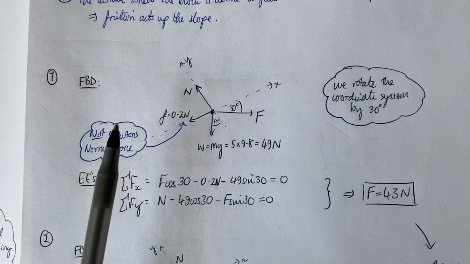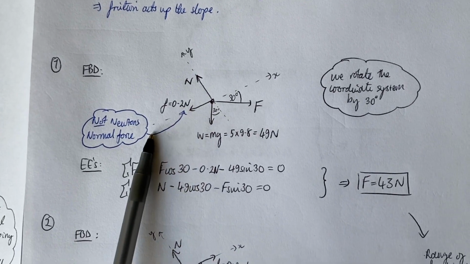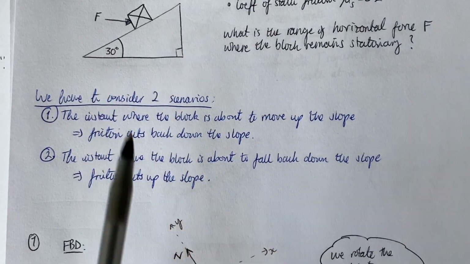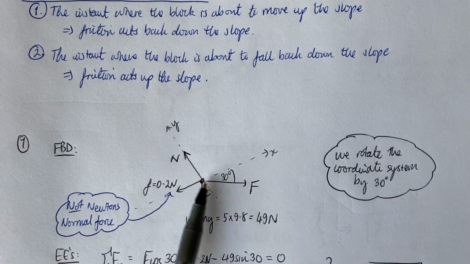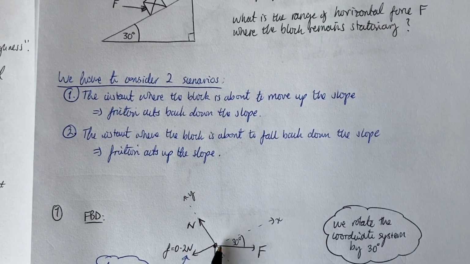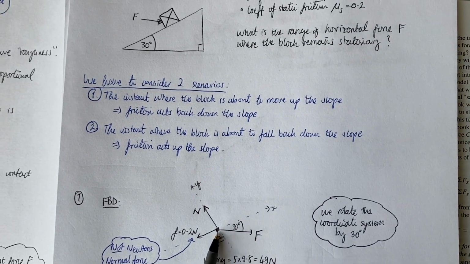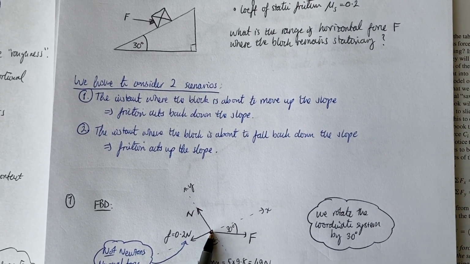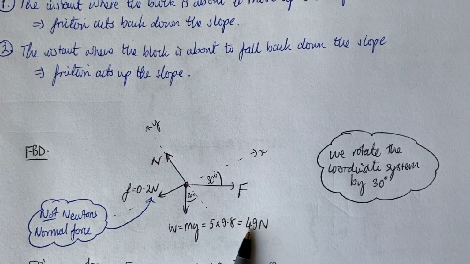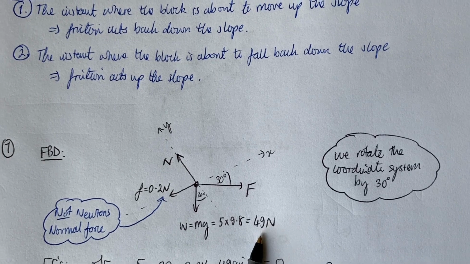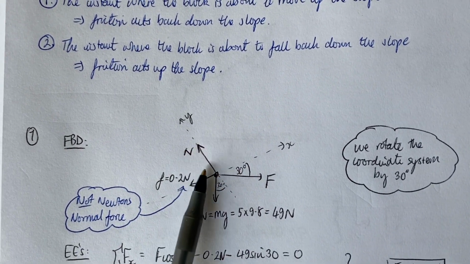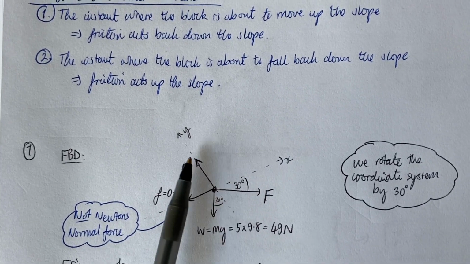So we have the frictional force acting back down the slope, so that's at an angle of 30 degrees, right? Our horizontal force F applied like this. So we're basically modeling the box as just a point mass. We're told that the box weighs 5 kilos, so I've worked out the weight vector, and I have my normal force, which is perpendicular to the slope.